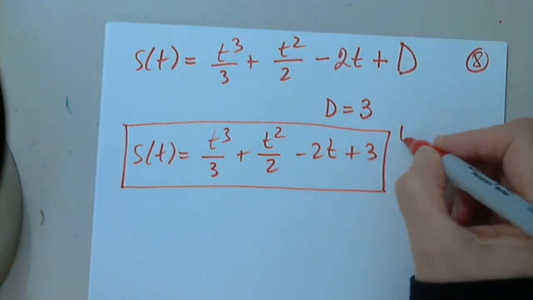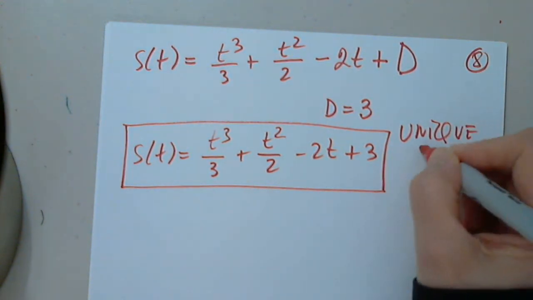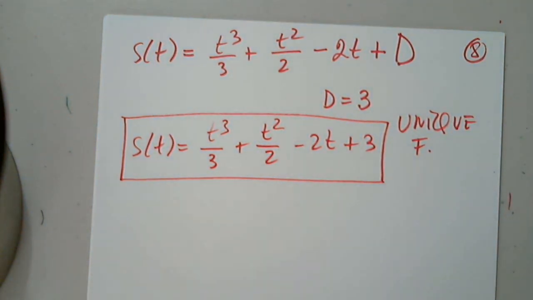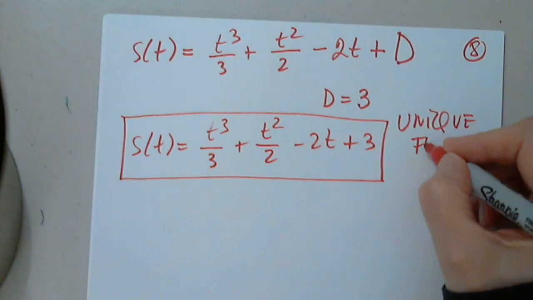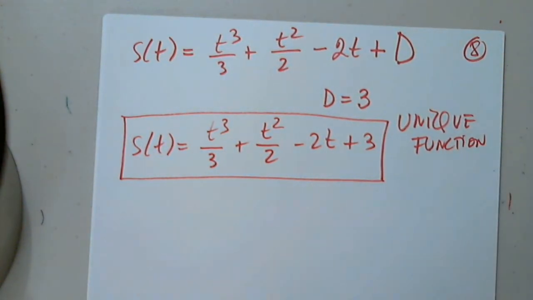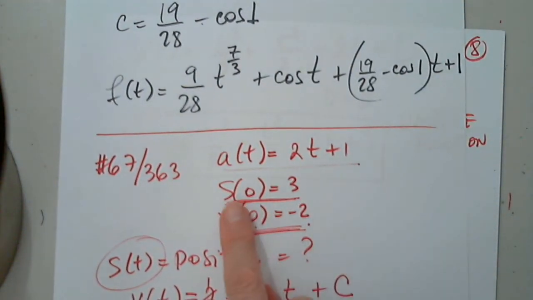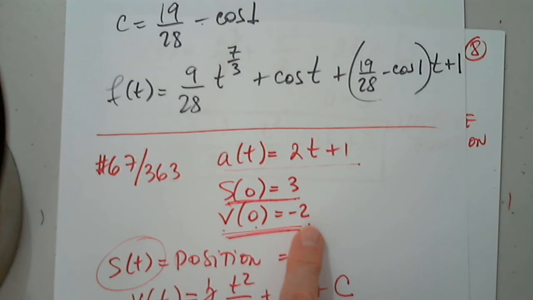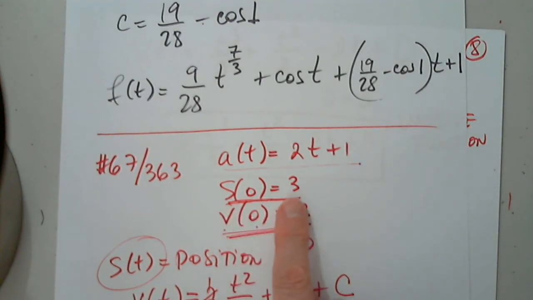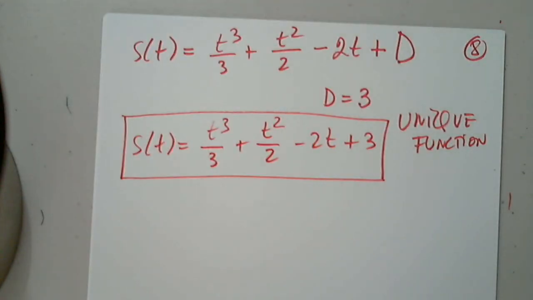Guaranteed a unique function. A unique function that has this second derivative, its first derivative at 0 is -2, and the function value at 0 is 3. Guaranteed, it fulfills those conditions.